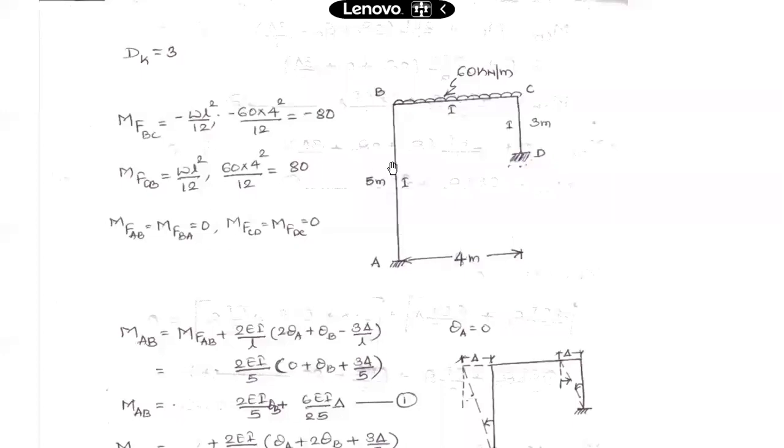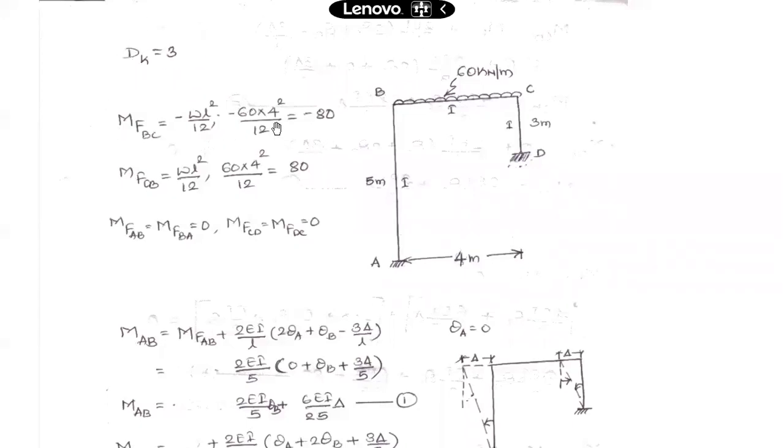So here I am finding that the two columns, AB and CD, are of unequal height. So sway will occur in this frame. As a first step, fixed end moments are calculated here. And the degree of kinematic indeterminacy is 3: rotation at B, rotation at C, and one more, the horizontal displacement or the sway in the frame. So these are the 3 unknown displacements.